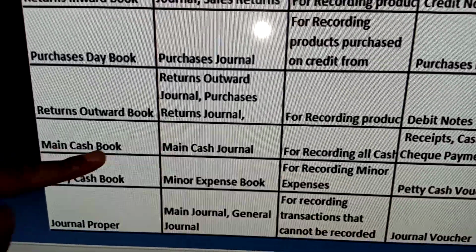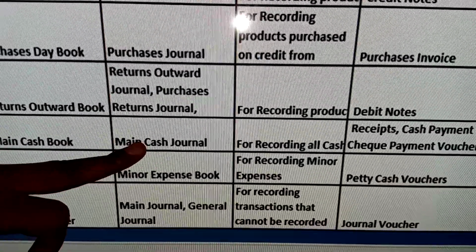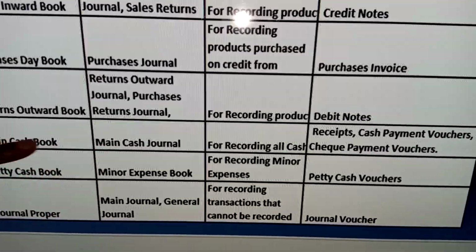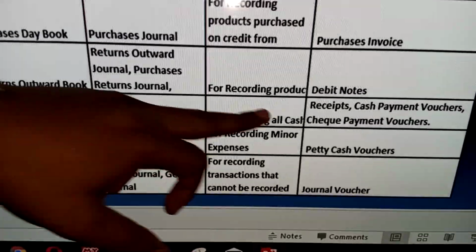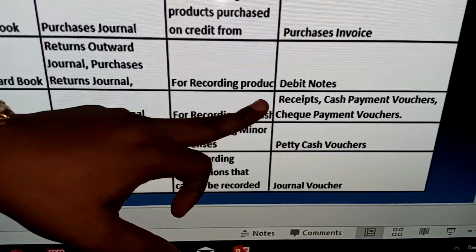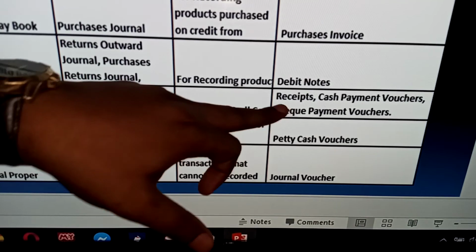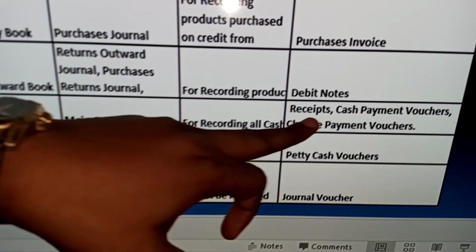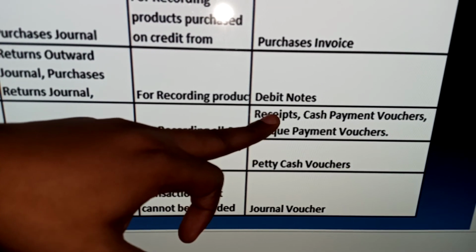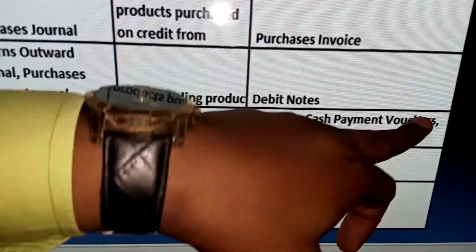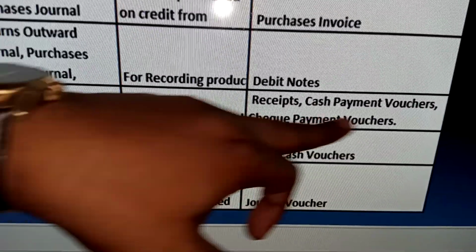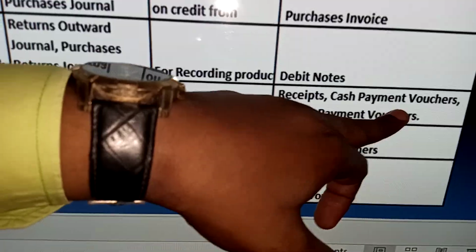The next one is main cash. That's your cash book. We call it main cash journal. It's for recording cash transactions. So what are the source documents? Your receipts, your cash payment voucher, and your check payment voucher. Your receipt is for sales made and cash received. Cash payment voucher is for cash payment made. Check payment voucher is for check payment made.